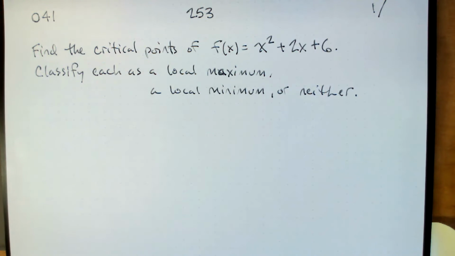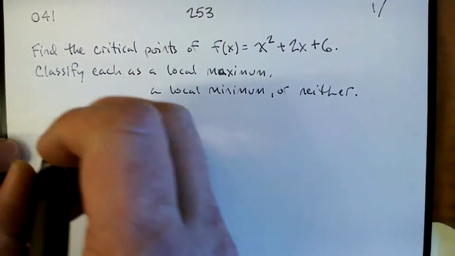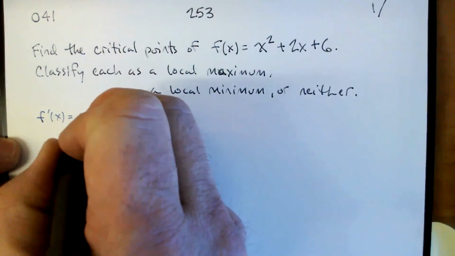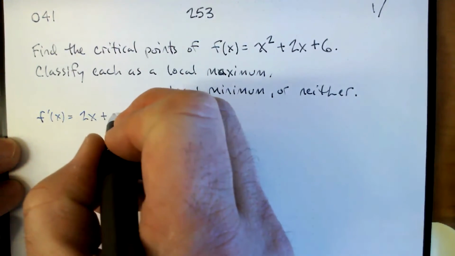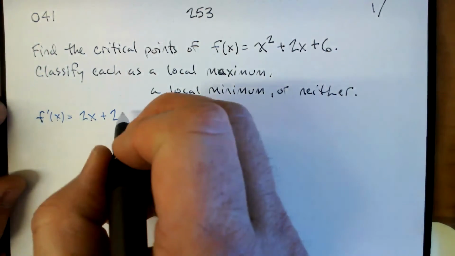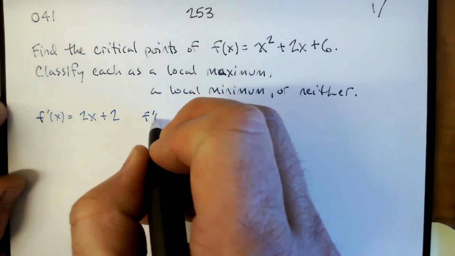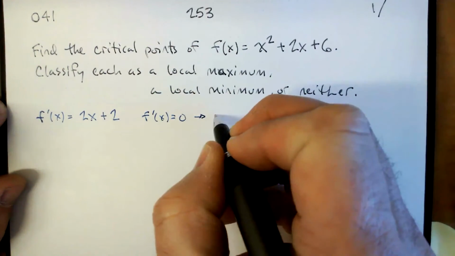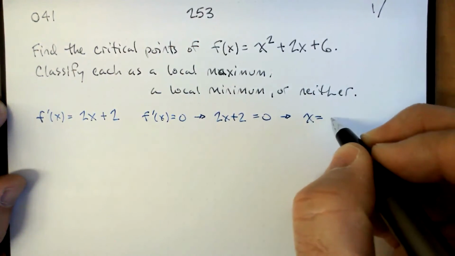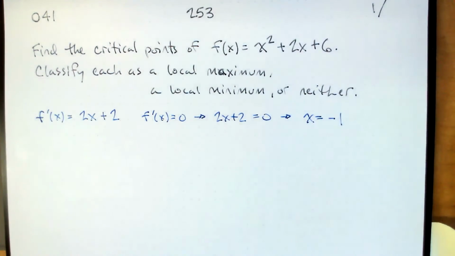Take the first derivative, set it equal to 0, and solve. We know that the critical points happen when the first derivative is 0 or undefined. So let's find out where those points are. F prime of x is 2x plus 2. We know we can take the derivative, set it equal to 0, and solve. So we're just solving 2x plus 2 equals 0, which tells us that x is equal to -1. We have a critical point at x equals -1.